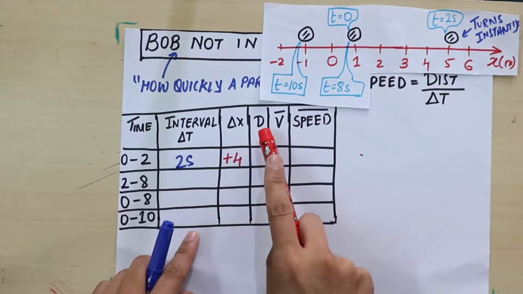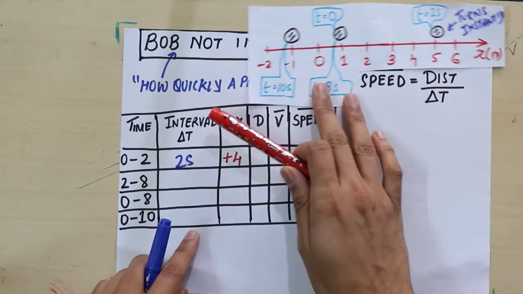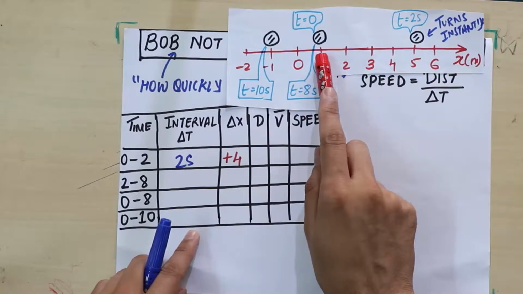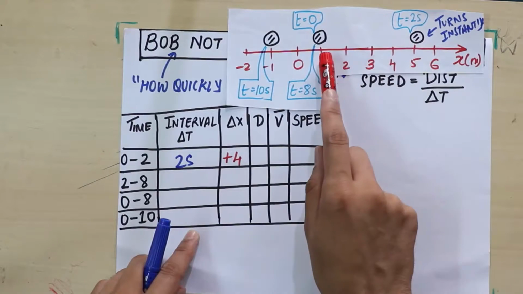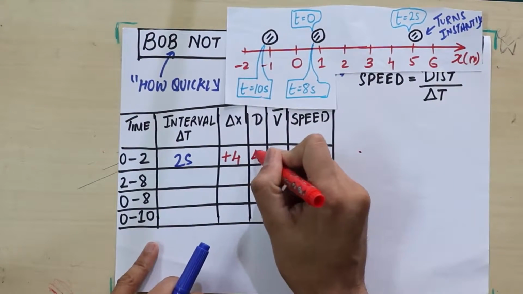Alright, what is the distance traveled? We're doing this calculation for the first time, but I'm pretty sure that's quite easy. What is the distance he traveled? How many meters did he travel? Well, he traveled 1, 2, 3, 4. So the distance traveled is also 4.